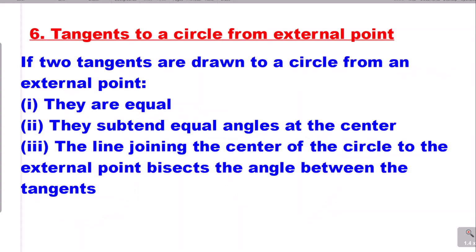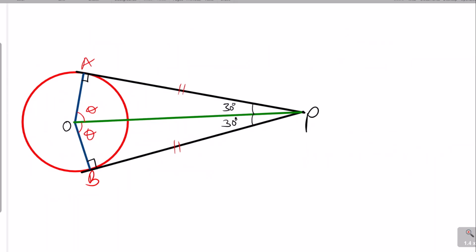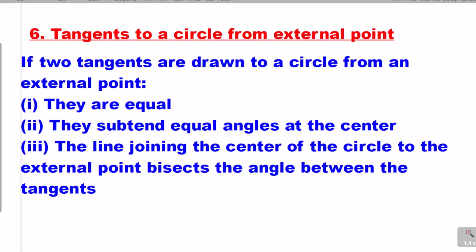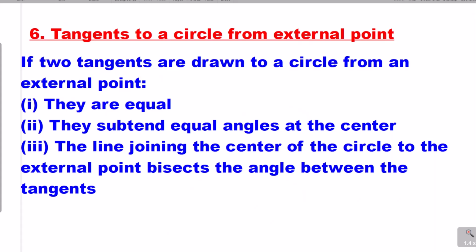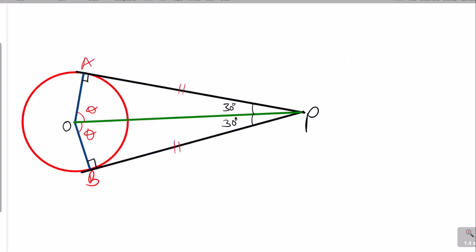Property 6, tangents to a circle from an external point. If two tangents are drawn to a circle from an external point, 1, they are equal. 2, they subtend equal angles at the center. 3, the line joining the center of the circle to the external point bisects the angle between the tangents. This is the diagram to illustrate that. The tangents here are AP and BP. Those two tangents are equal, so AP is equal to BP.